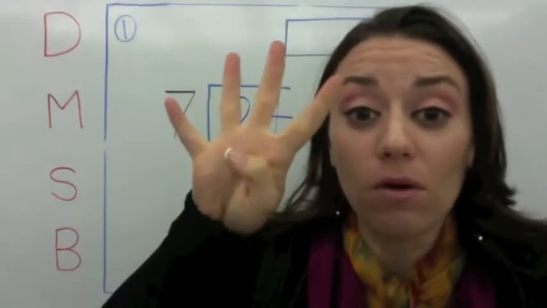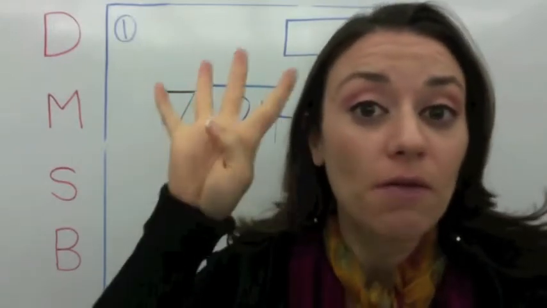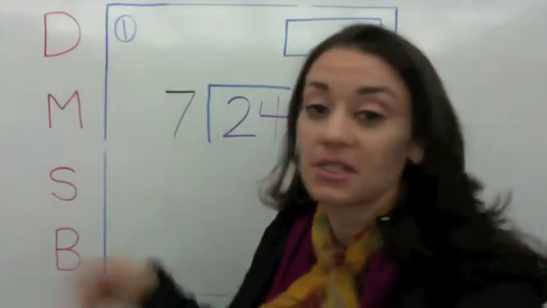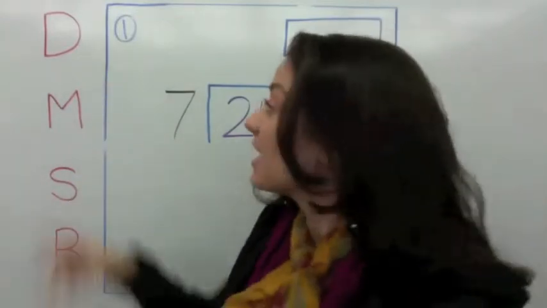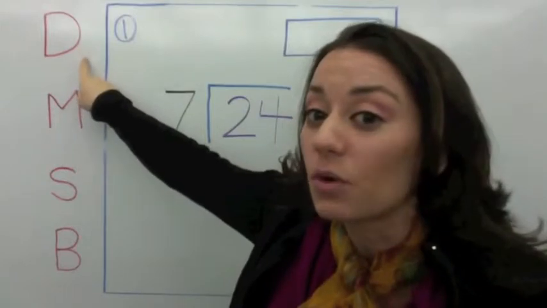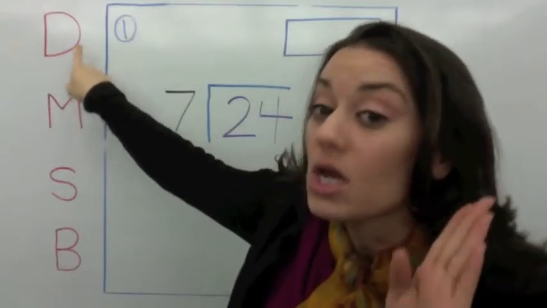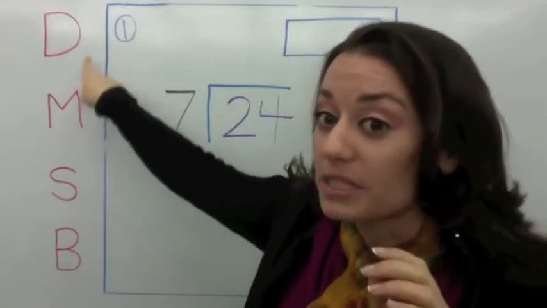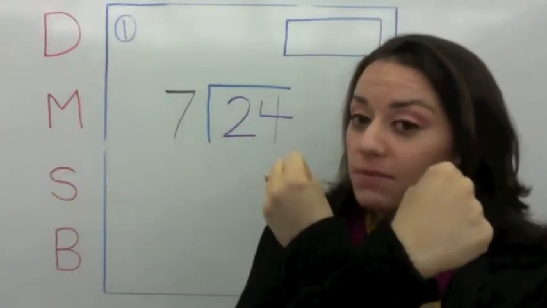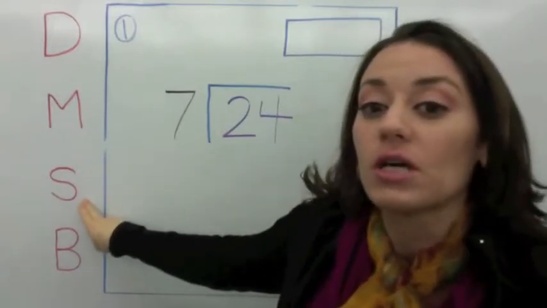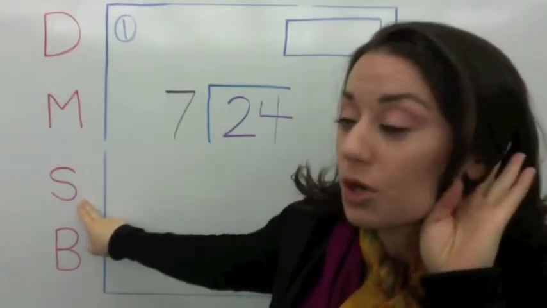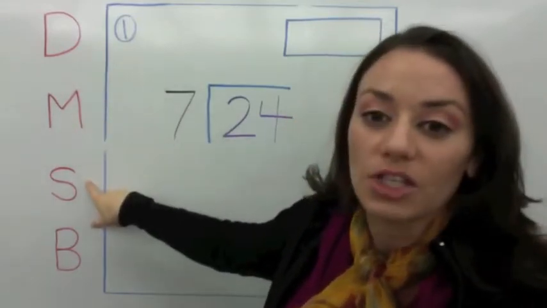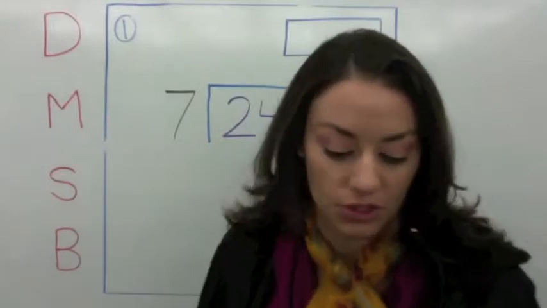And there are 4 steps to long division. Now today we're just focusing on the first 3 steps. The D stands for what you have to do first: you have to divide. And then M says multiply, the opposite of division. And then S, you're going to subtract. So we divide, multiply, subtract. Dad, mom, sister. Okay, so we're going to focus on these 3 first.